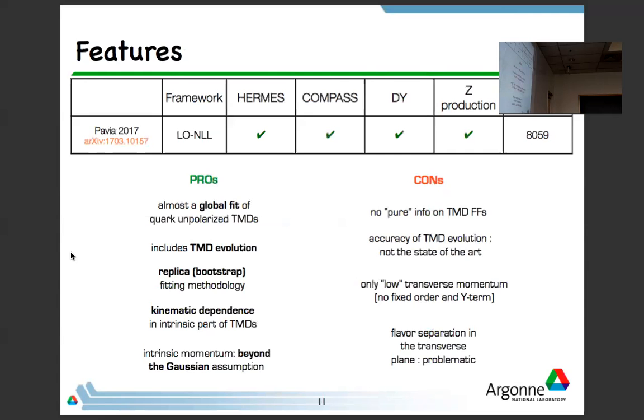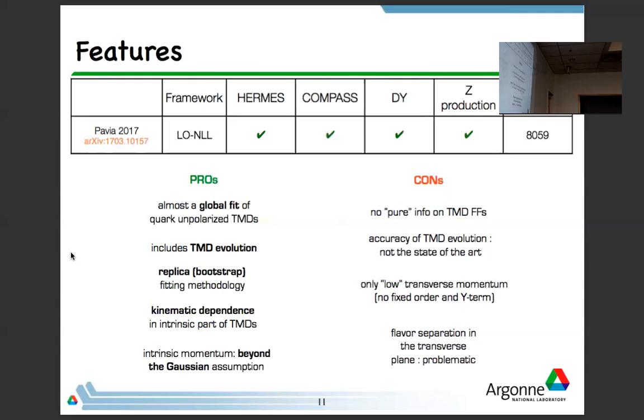We managed to include some kinematic dependence in the intrinsic part of the TMDs, and I want to make a reference to one of the talks that I'll show this morning later. And we explored a different assumption with respect to the Gaussian approximation in the intrinsic transverse momentum. So what we have to improve is, for sure, the accuracy of TMD evolution, because it's not the state of the art. Also, we don't have information on TMD fragmentation functions, so as soon as plus minus data is available, we have to include it.